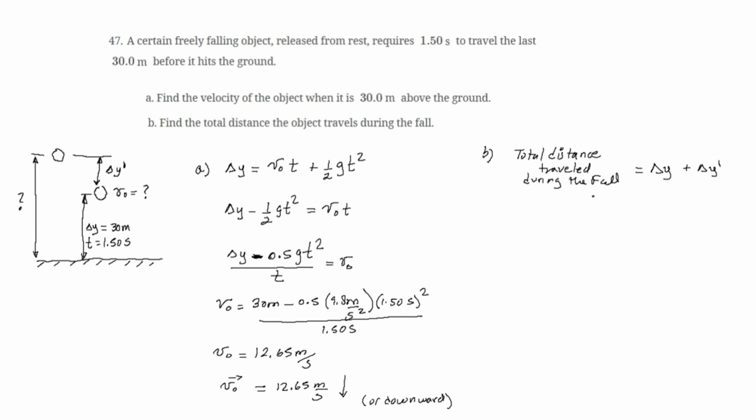Now, what I know, and now we're going to change a few terms. We're going to change the notations a little bit, because what was initial velocity here, when the object was 30 meters above the ground, if I want to find delta y prime, that would be final velocity. Because we're going to have the object now at this height, that is the total distance above the ground.